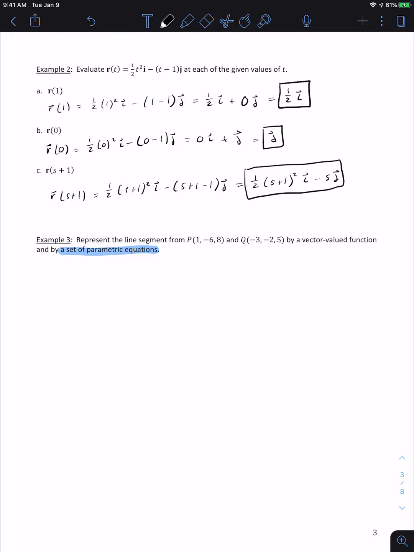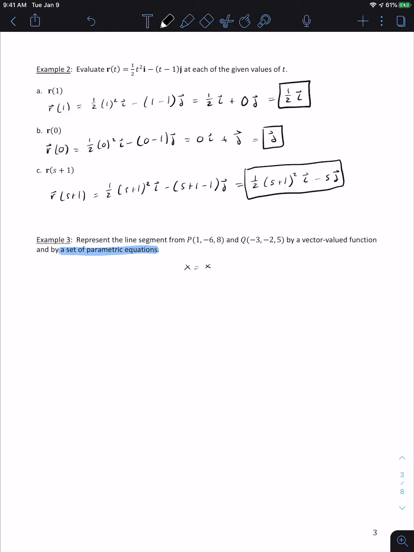So that's what we're going to do here. We're going to take one of these points, and then we're going to find the vector that connects P and Q, the vector from P to Q. That vector is parallel to the line that we want to make, because it's exactly the line that we want to make. And so we can use that idea of the parametric equations.